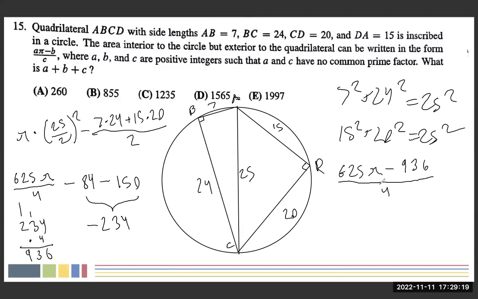And basically, at this point, we get our numbers A, B, and C. A and C have no common prime factor. That's good. Okay, and now we just find A plus B plus C, which is 625 plus 936 plus 4, which gives us the giant number 1,565, which is choice D.